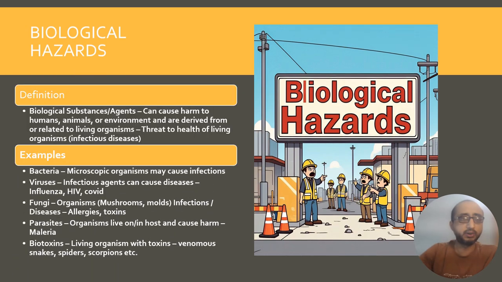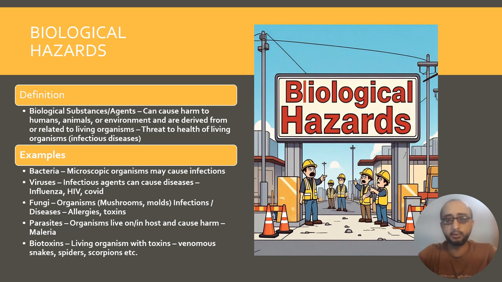Biological hazards: biological substances or agents that can cause harm to humans, animals, or the environment. They are derived from or related to living organisms. These are substances or agents at the microscopic, single-celled level that can cause harm to people, animals, or the environment. They include bacteria, microscopic organisms that can cause infections or different diseases. Then viruses, infectious agents that can cause diseases or ill health, like COVID and HIV.